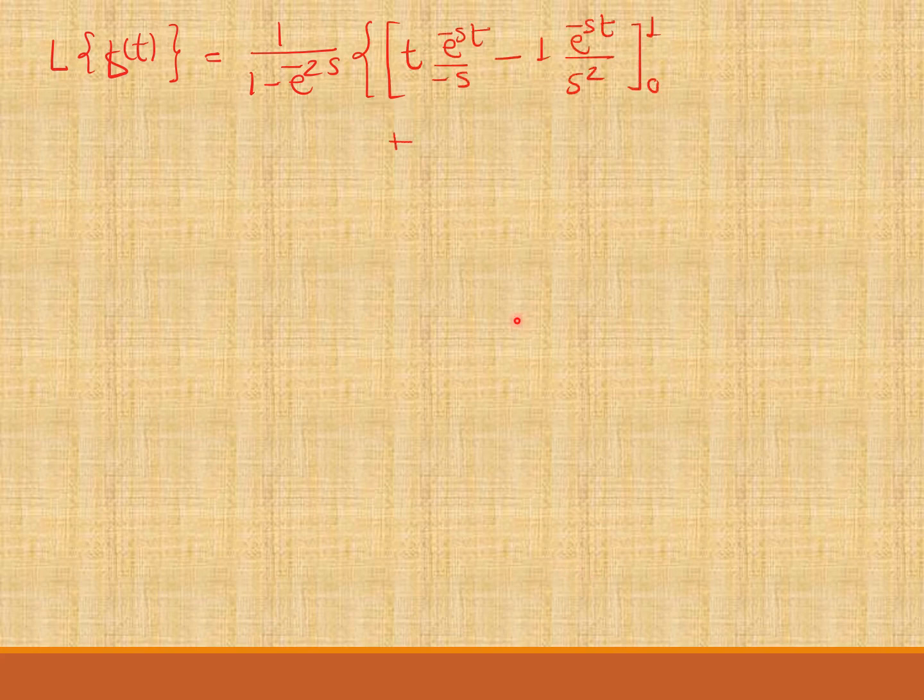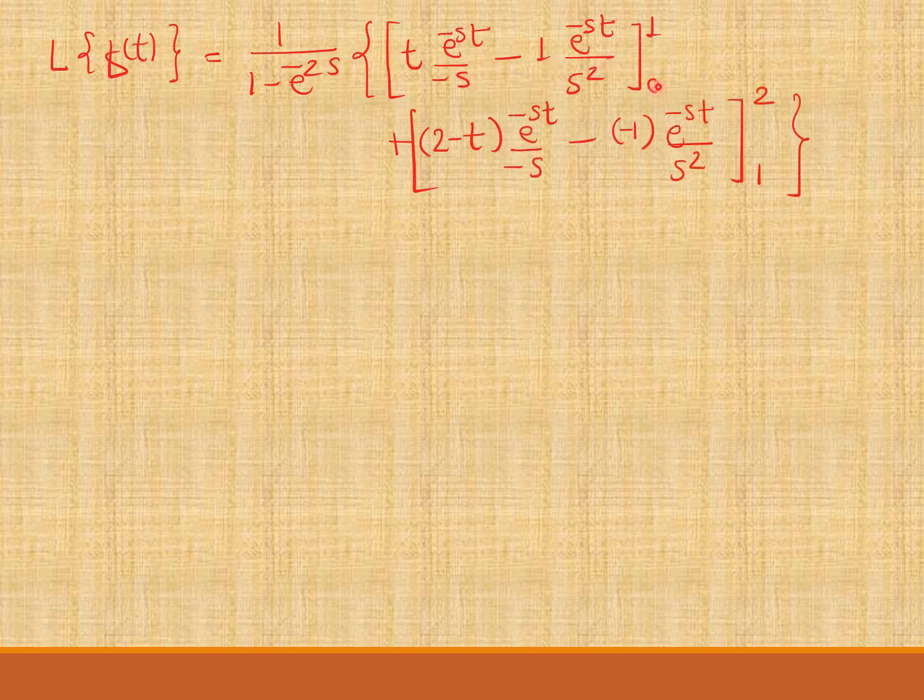So Laplace transform of f of t is now equal to 1 upon 1 minus e raised to power minus 2s, times first function into integration of second, minus derivative of first into integration of second, with upper limit and lower limit. Then for the second interval we have the integration like this. Again the lower limit is 1 and upper limit is 2. Substitute upper limit and lower limit for both the brackets.